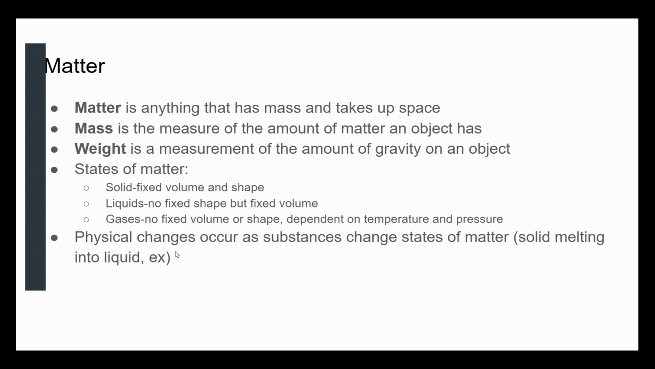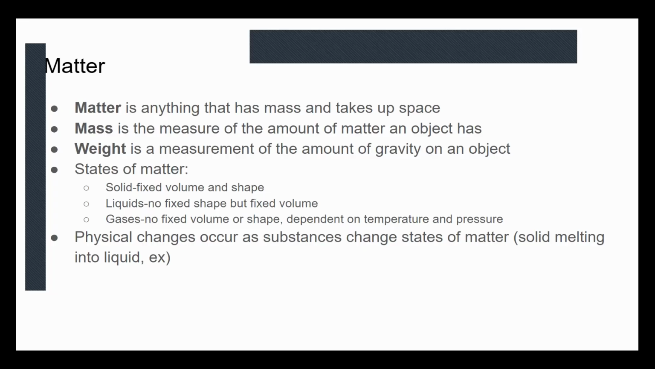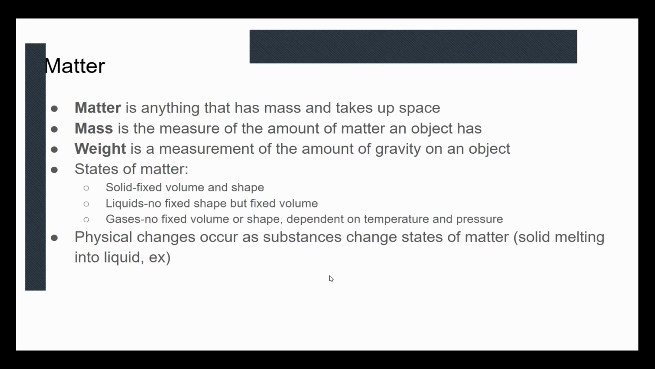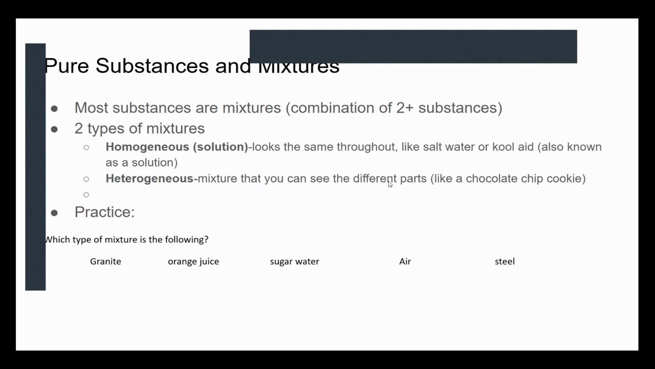We know that there are 3 states of matter: solid, fixed volume and shape. Liquids, no fixed shape, but you do have a fixed volume. And gases don't have a fixed shape or volume, and they are very dependent on temperature and pressure. And we know that physical changes occur as substances change states of matter. So a solid melting into liquid, or a liquid evaporating into a gas.